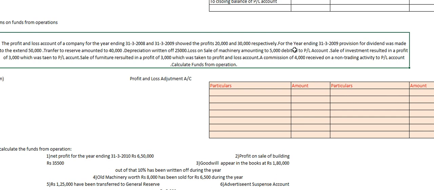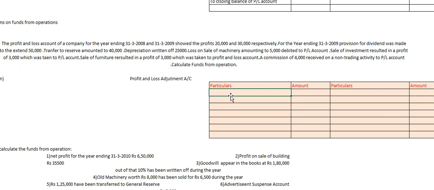A commission of rupees 4,000 received as a non-trading activity was credited to profit and loss account. So commission of rupees 4,000 received on a non-trading activity is a non-operating income. So again it will be credited to your profit and loss account. You are supposed to calculate the funds from operation. So first we will start. If the net profit is given, you will write the net profit, but according to the question they have given the opening and closing balance.